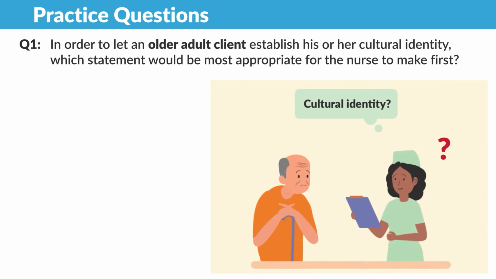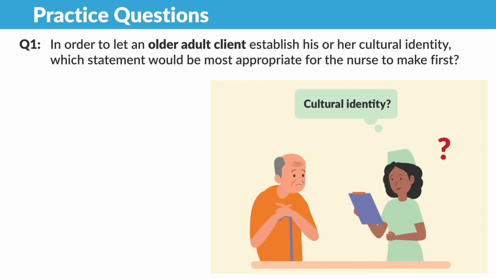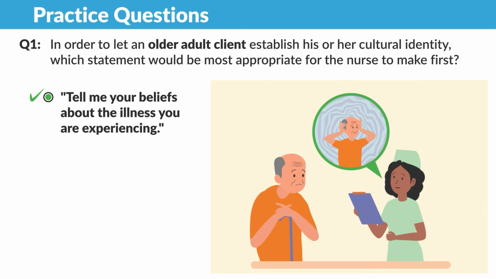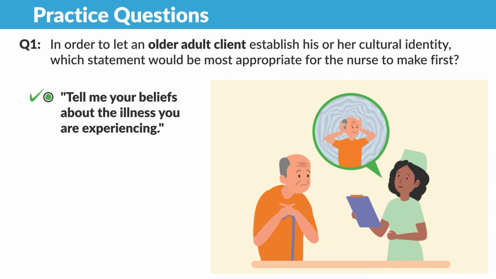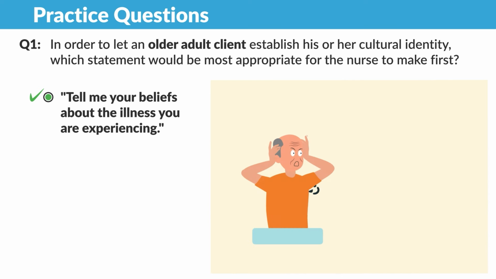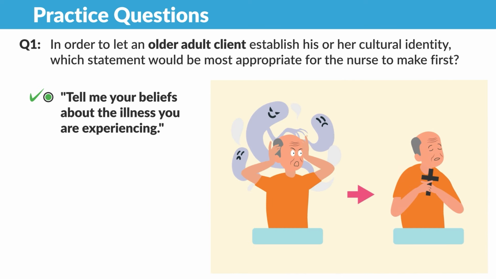Now for a few practice questions. Question number 1. In order to let an older adult client establish his or her cultural identity, which statement would be most appropriate for the nurse to make first? Correct answer is tell me your beliefs about the illness you are experiencing. Yes, this is correct. Experts always recommend letting the older adult client establish his or her own cultural identity by exploring cultural explanations of the illness.